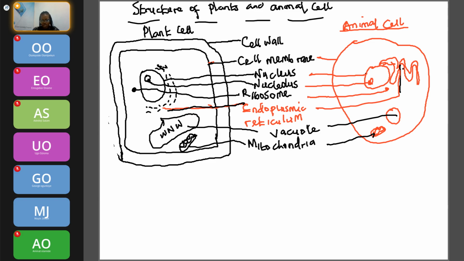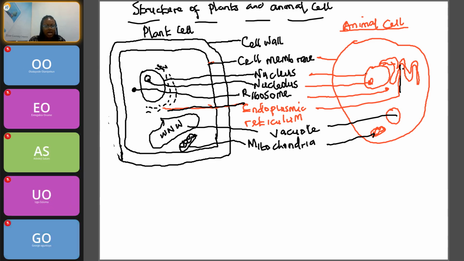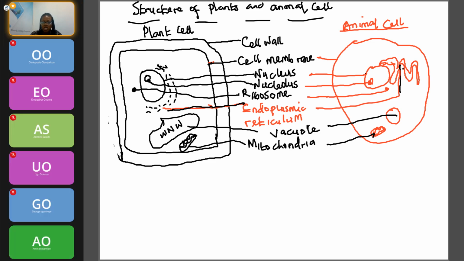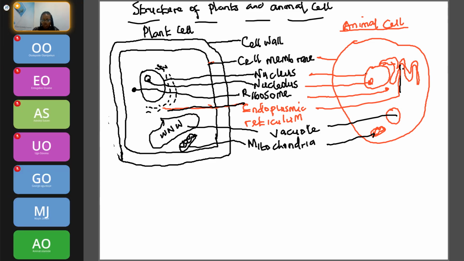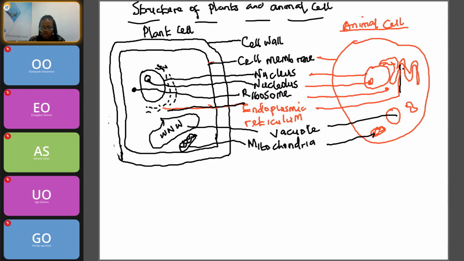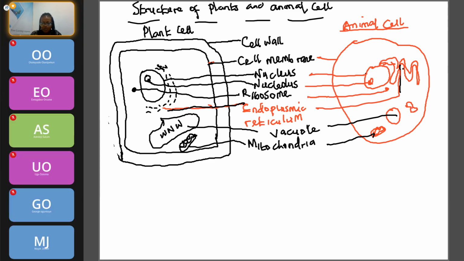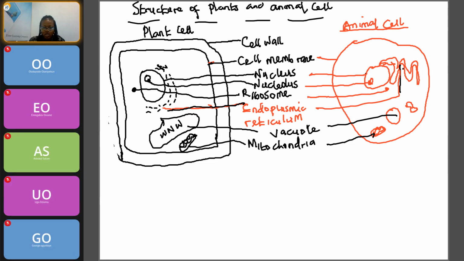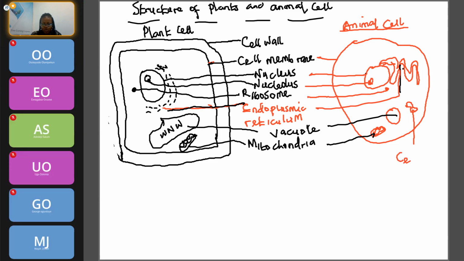Okay, so we move on to the other components. We have a component in animal cell that is not present in plant cell, and this component is called centriole. Thank you, Aminat. This component here is not present in plant cell, and we call it centriole.